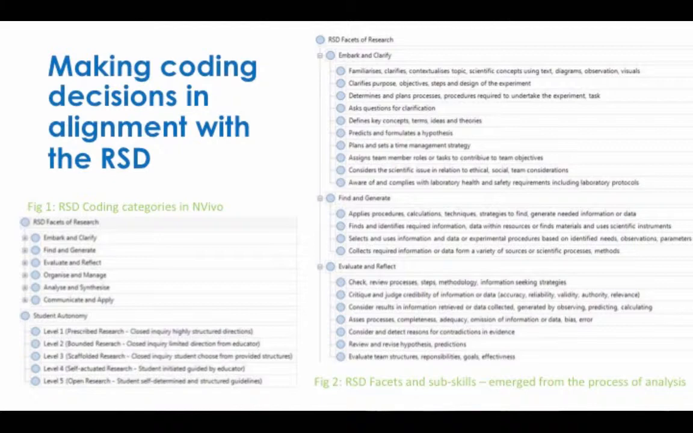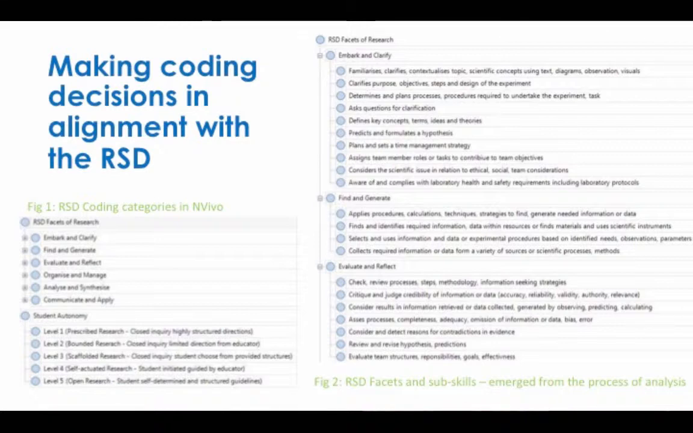As I was doing that, sub-skills were emerging in the data, and I was able to create a skill statement that was related to the facets that I was observing from the data sources. And that's this table over here. I know it's difficult to read, but I was able to just break down what each one of those facets look like for the practical experience.